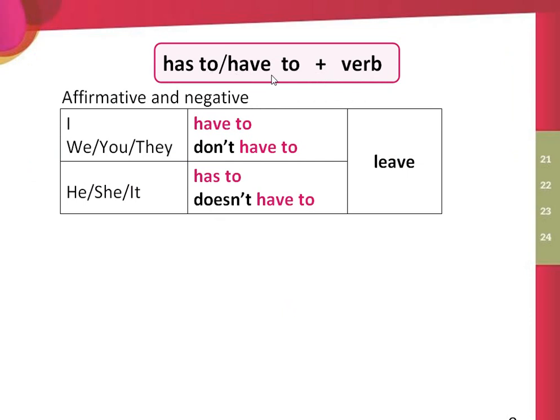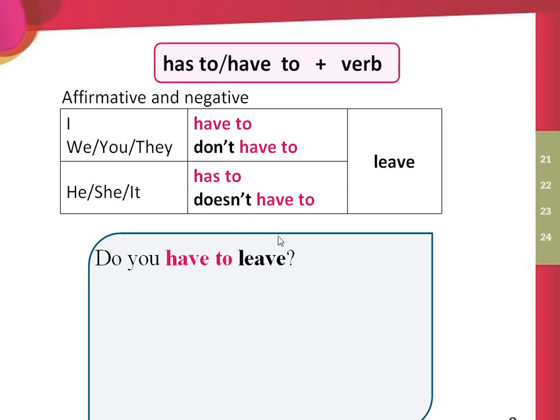Have to plus verb. Affirmative conjugation: I have to leave. We, you, they have to leave, or don't have to leave. He, she, it has to leave, or he, she, it doesn't have to leave.